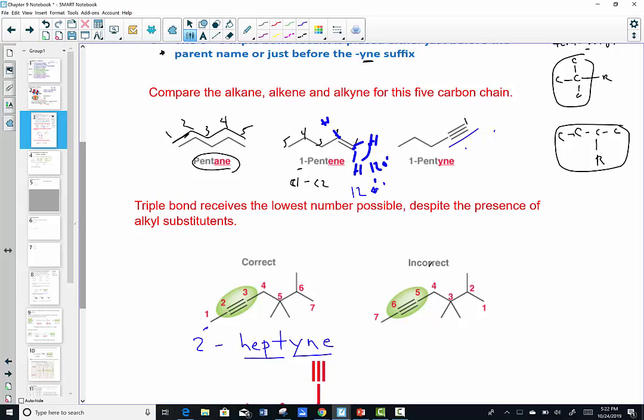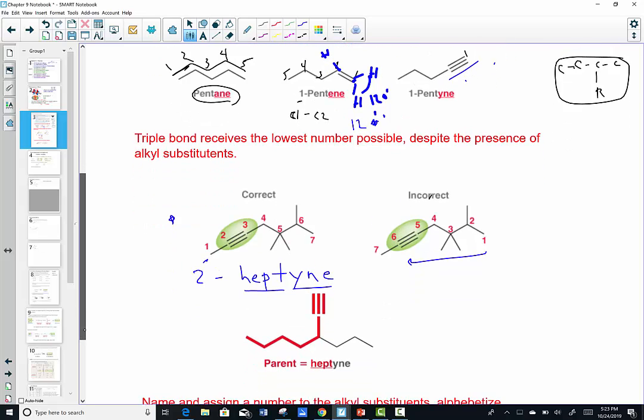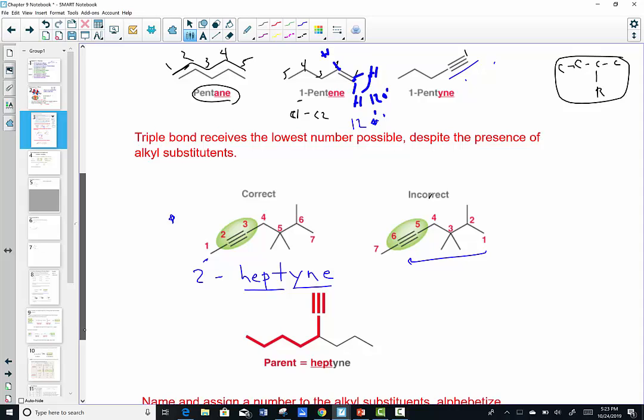What is incorrect is to begin numbering on the right side, going from right to left, and the carbon triple bond would end up between carbon 5 and 6. So just a note, remember to find the carbon triple bond and give it the lowest number possible.